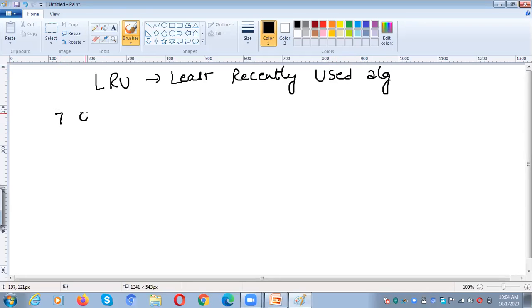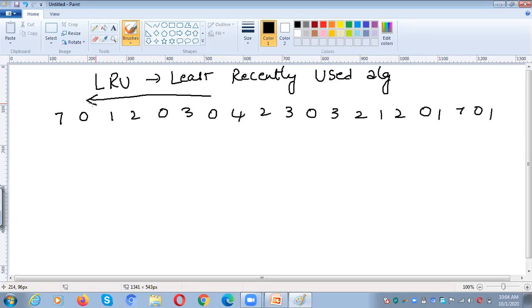Again, the reference string: 7 0 1 2 0 3 0 4 2 3 0 3 2 1 2 0 1 7 0 1. Right? So in that case, what do you have to do? In the optimal page replacement algorithm, you are checking in this particular direction, right? In the least recently used algorithm, you have to check this direction. Did you get my point?